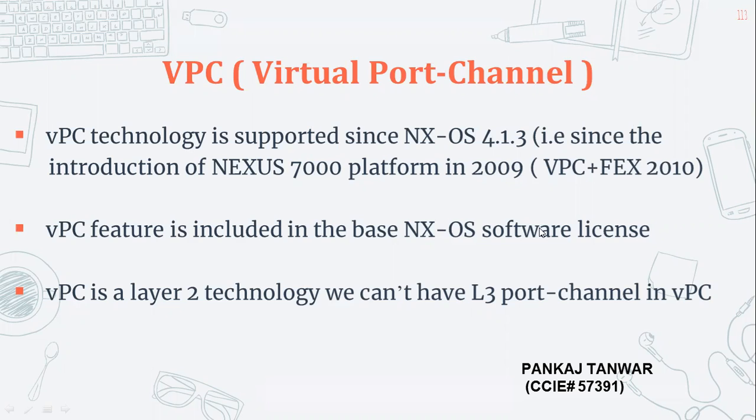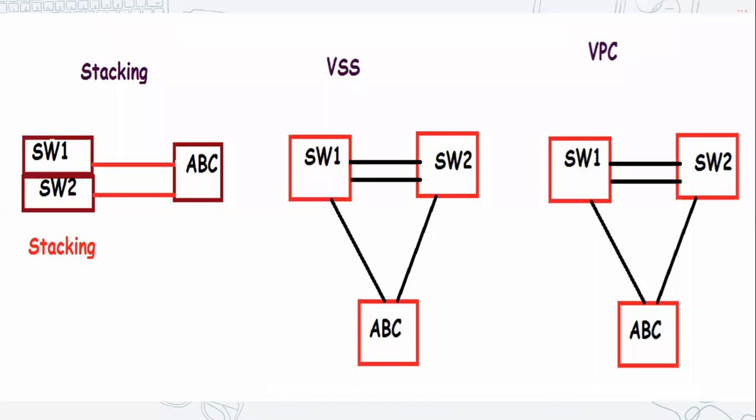And VPC is a layer 2 technology. We cannot have the layer 3 port channel in VPC. What does it mean? It means that, let's say we have switch 1 and switch 2, and we are using the VPC. Let's say this port is 1/1 and this port is 1/2. We put both these ports into a port channel, let's say port channel 1, and then we put this port channel into the VPC. Let's say we put it into VPC 1.